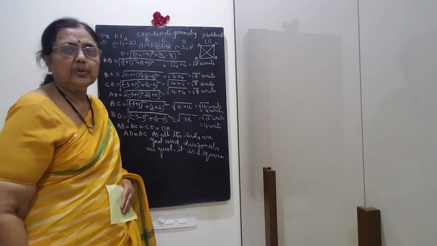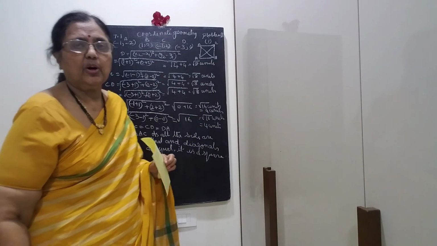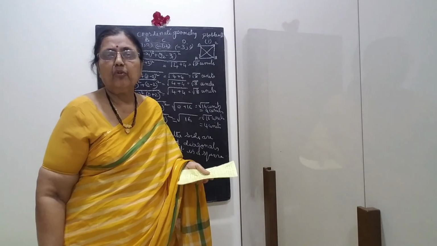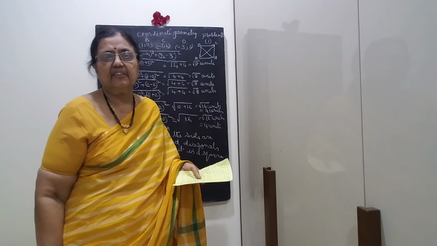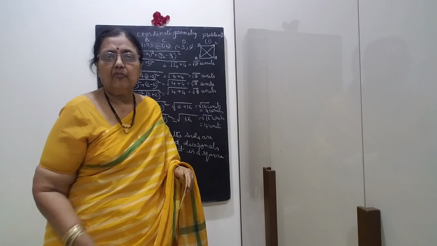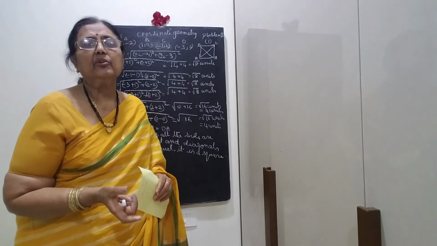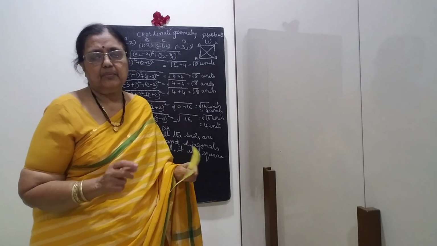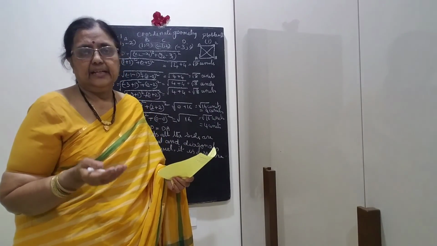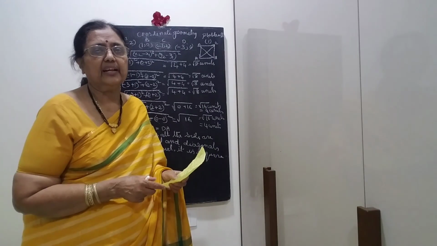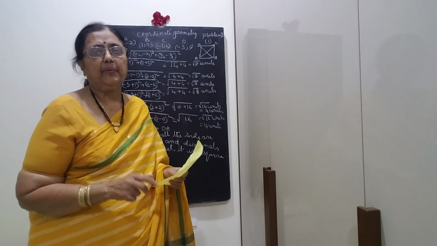So you have to conclude what type of quadrilateral it is. When 4 vertices are given, you have to find out what geometrical property suits that, and then you have to write whether it is a rectangle or it is a square. You have to write the name of the quadrilateral by justifying the property. Okay.